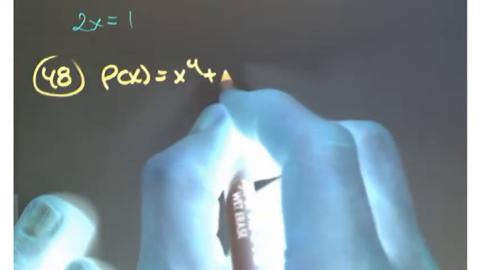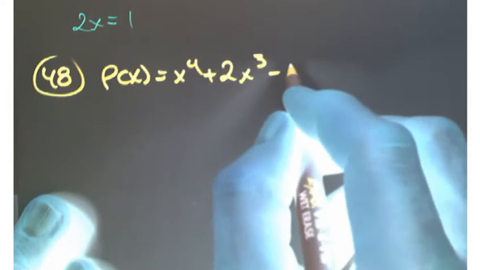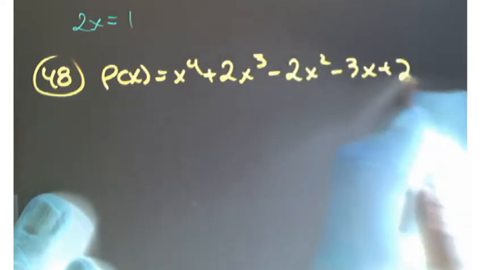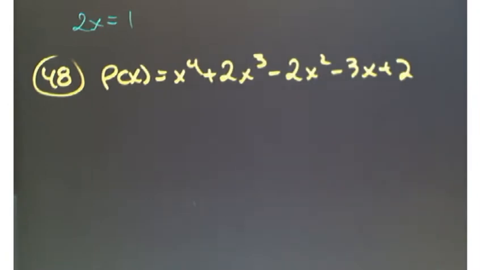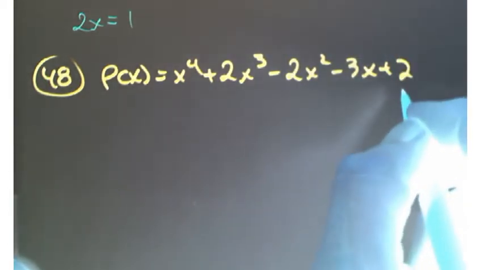Of x is x to the fourth plus 2x cubed minus 2x squared minus 3x plus 2. Well, let's use this one to practice the rational root theorem again. And what you might notice is that you're getting fewer and fewer candidates because I'm hoping you're getting better and better at the rational root theorem. You do have to figure out what P and Q are.